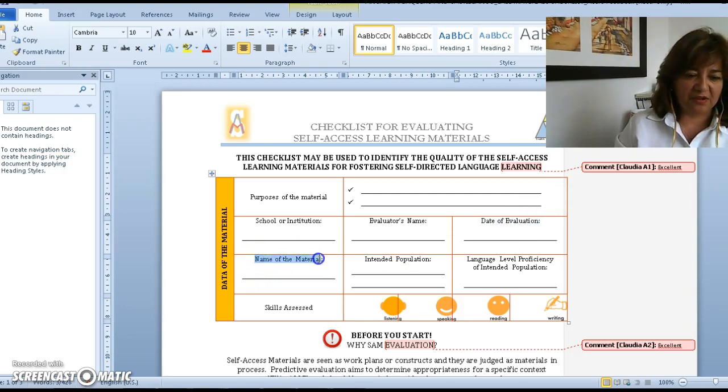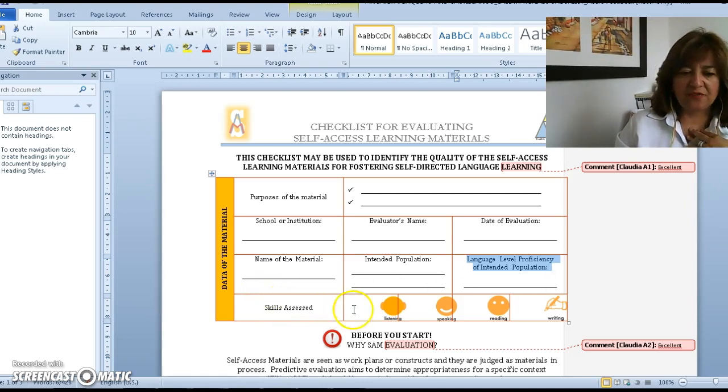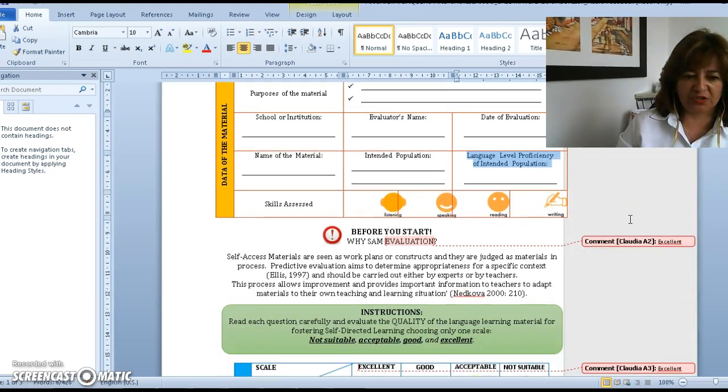A name for the self-access learning materials, an intended population, and here it's an important issue. You are designing materials thinking about your school, but more than that, we are also thinking about students of the same level in different contexts. We have to talk about the language level proficiency of that intended population, thinking whether we are talking about children, or A1 learners, something like that. And of course, the skills that will be practiced or reinforced in your set. So let's say that this is my fourth recommendation.